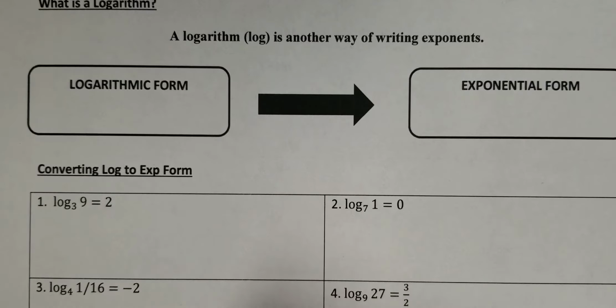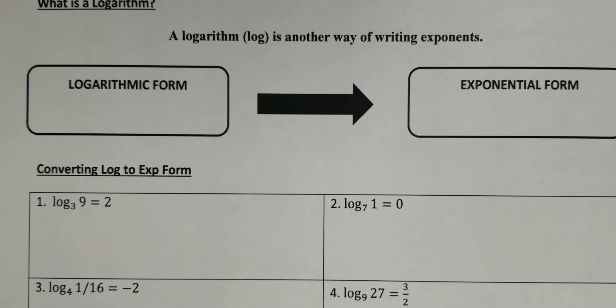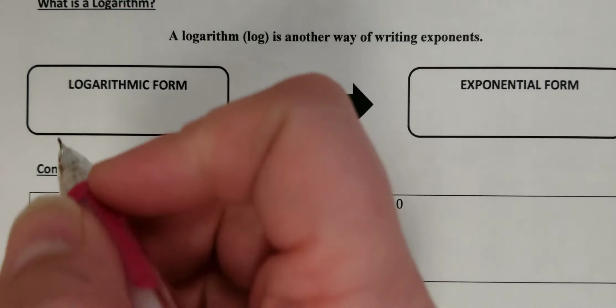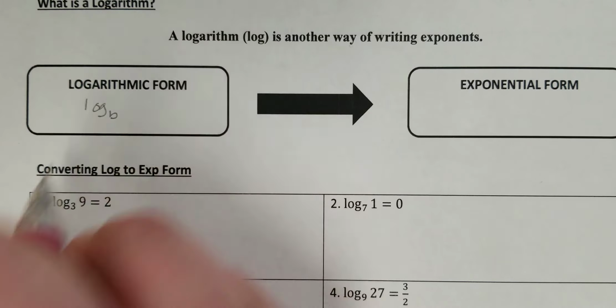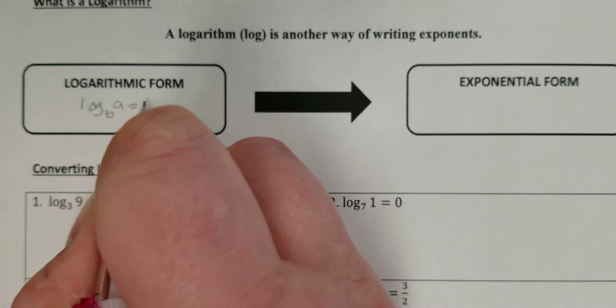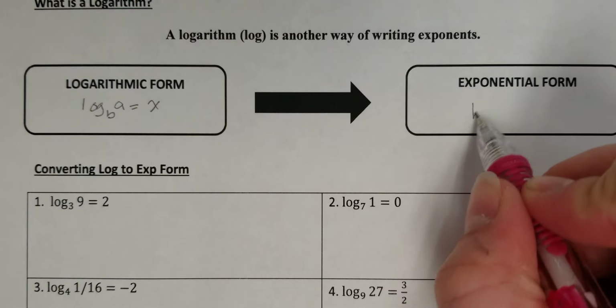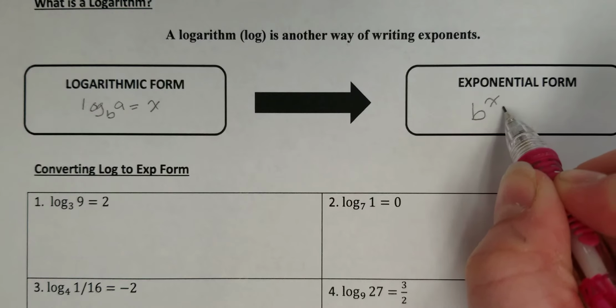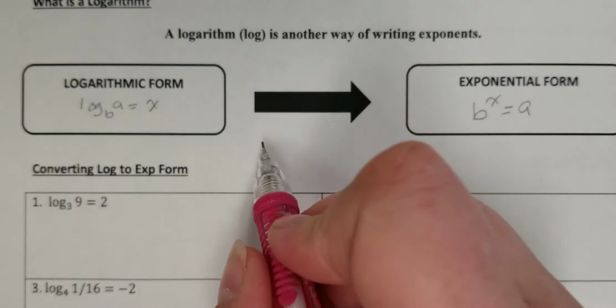Okay, so this is how we're doing this now, guys. A logarithm is just another way of writing exponents. The logarithmic form is log with the base b of a equals x. In exponential form, that becomes b to the x power equals a. So it creates a circle.